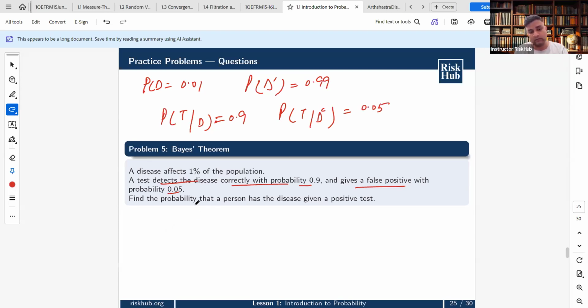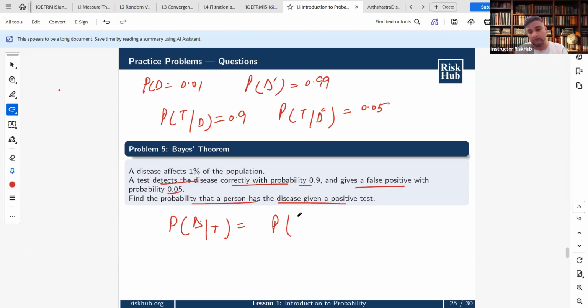Now, I have to find the probability that a person has the disease given a positive test. This is what I was telling you in the notes when I was teaching you Bayes theorem. See what the question is asking: the probability of D conditional on somebody having a positive test. Nowhere do we have D given T; everywhere it is T given D, T given D complement.